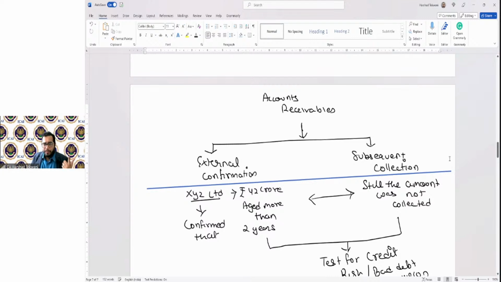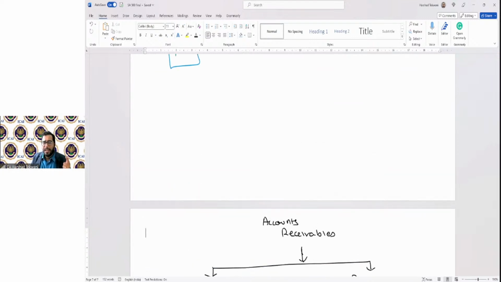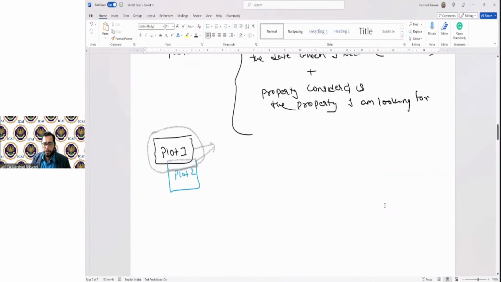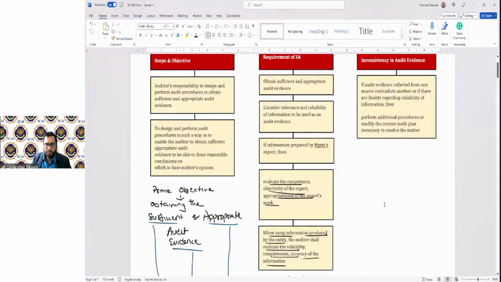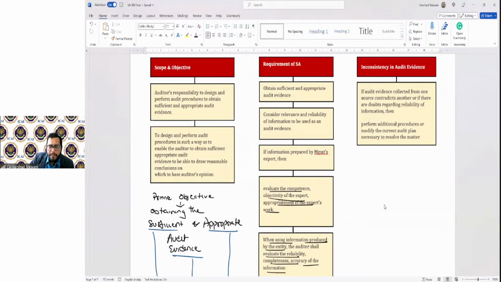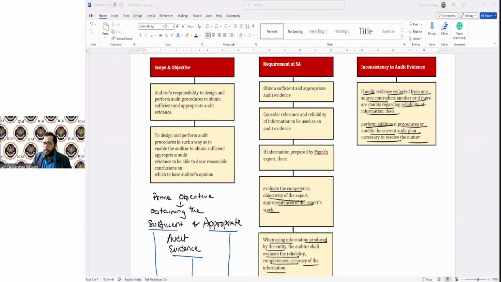Okay. So in case of a doubt or a conflict, perform additional procedures and consider the impact on your audit report. That is a simple thing you can do. So if the audit evidence collected from one source contradicts another, and if there are doubts regarding the reliability of the information, then perform additional procedures or modify the current audit plan as necessary to resolve the matter. Clear? Any doubt?